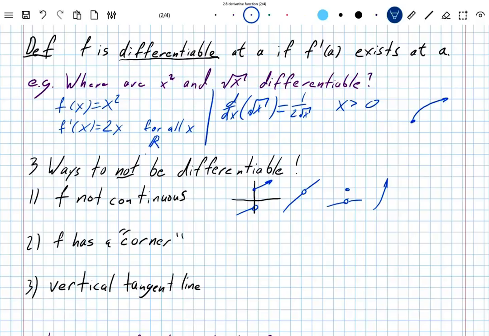And so I encourage you to play around with that definition for a function that you know has one of these problems. I'll be more explicit with a corner. What do we mean by a corner? Well, here's a great example.